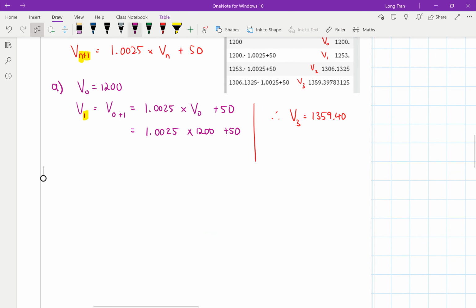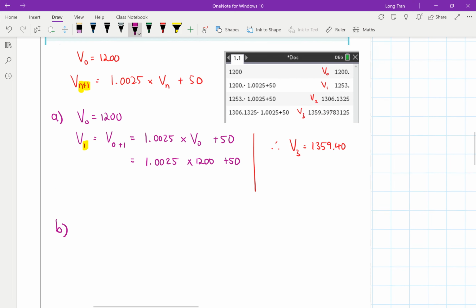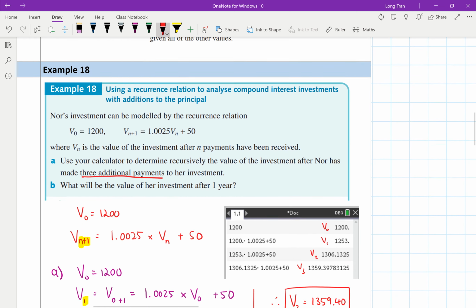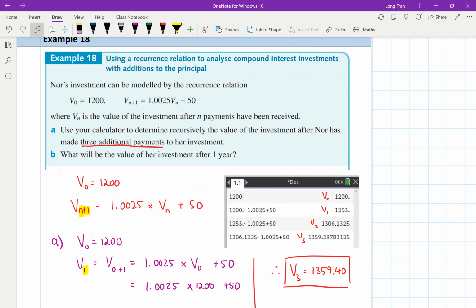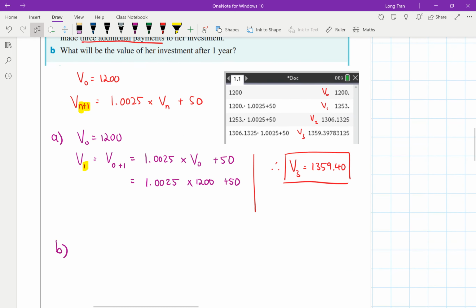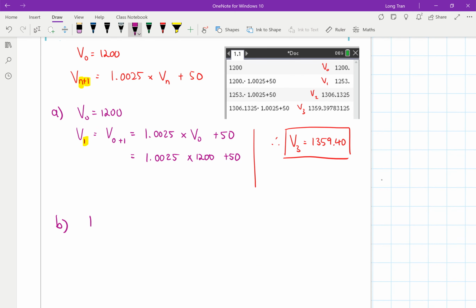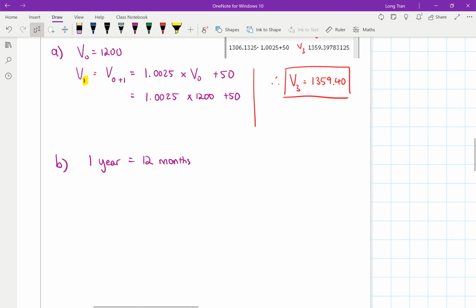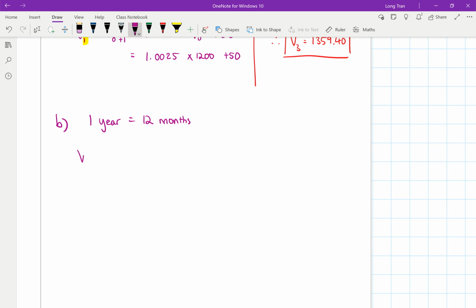Okay, now let's have a look at B. Moving forward, and I'm just going to draw a box over here so we know this is the answer. So in part B, what will be the value of her investment after 1 year? So after 1 year, that tells us that there are 12 payments in total. True, because after 1 year, there are 12 months. And so that means there would have been 12 payments, or at least 12 times that she has added $50 into her investment. So what I'm really looking for is V12. That's what I want to know.